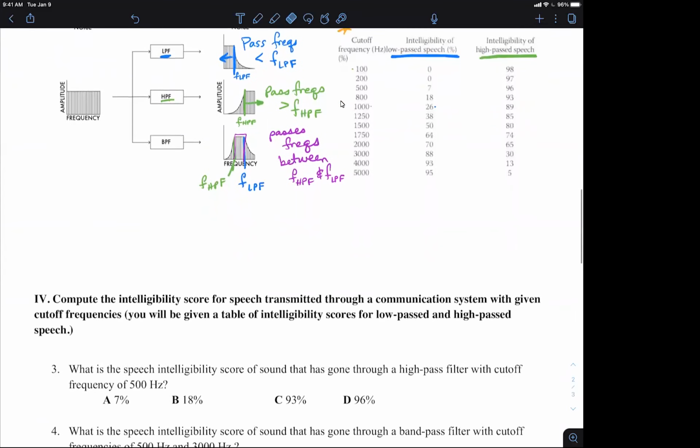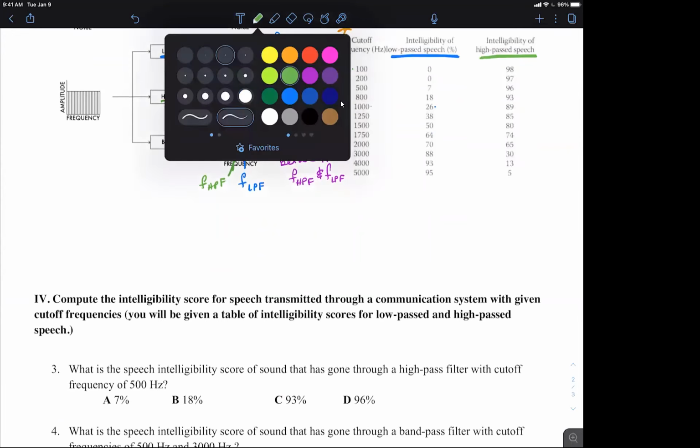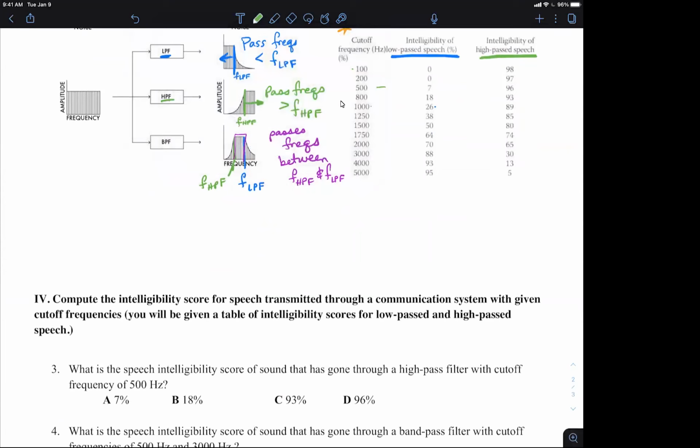All right. So we're asked, what is the speech intelligibility score here in number 3 of a sound that's gone through a high pass filter with cutoff frequency of 500 hertz? Okay, so we're dealing with high pass filters. So I got my green marker. I'm doing 500 hertz, high pass column, okay, gives me 96% speech intelligibility.